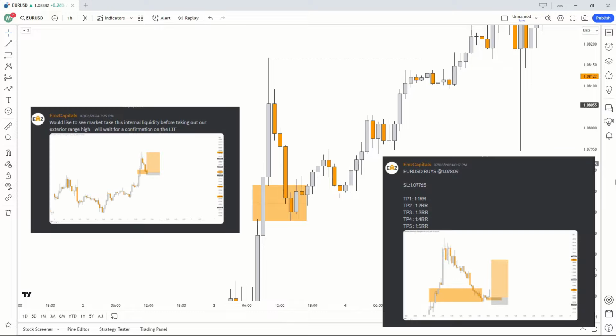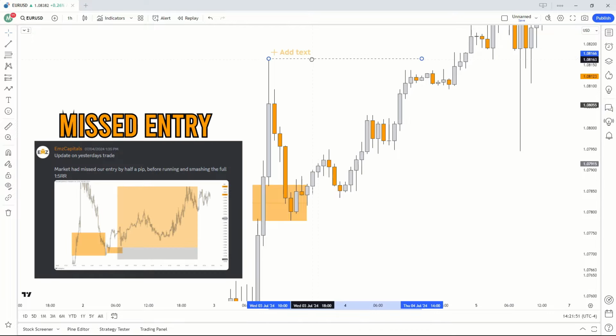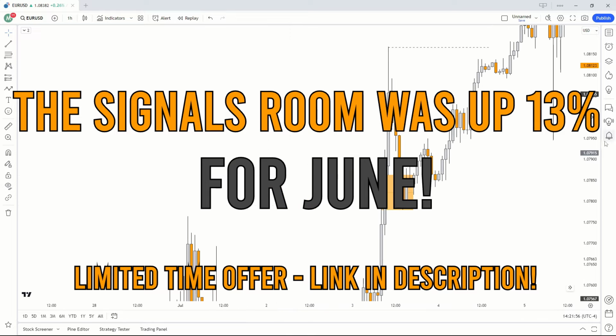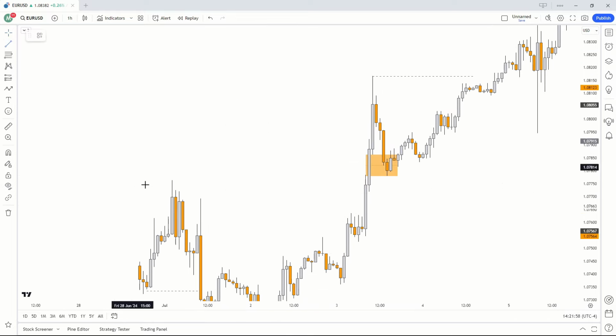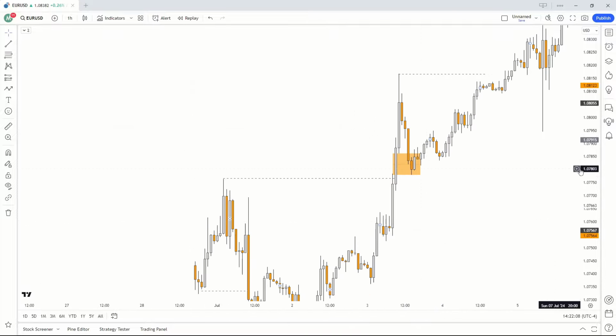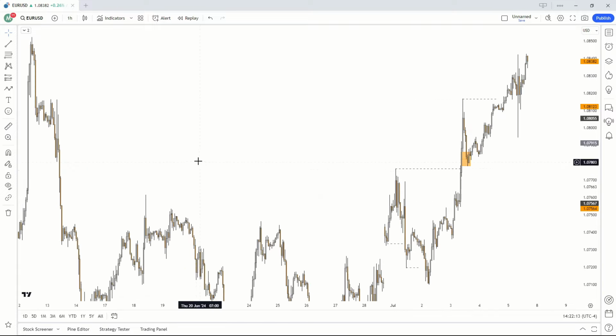Now, this trade was actually sent out to the group. However, I'm going to be going over a few things I could have done better using these 3 steps. So to start off, we do have a fair value gap right here, which I have clearly outlined. And as you guys can see, we do break above a key level of structure, which is our rule number 1.